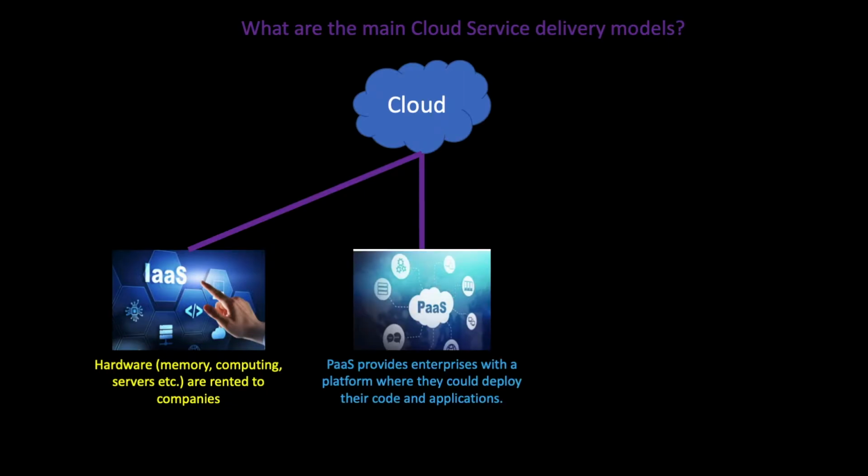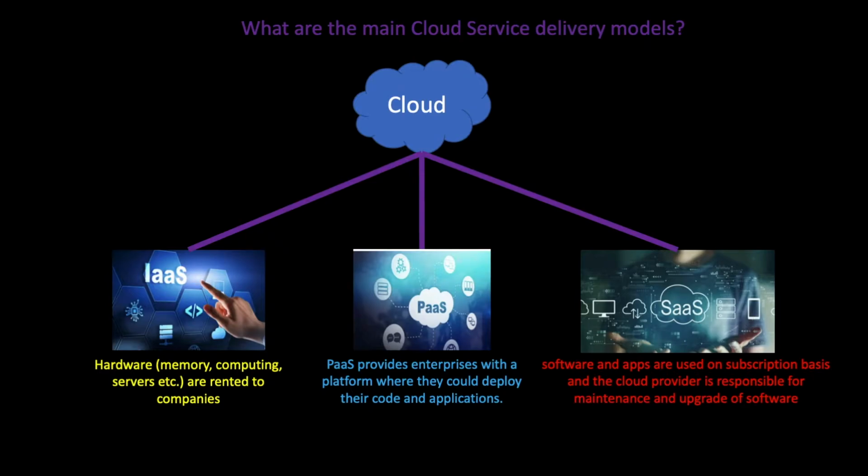PaaS provides enterprises with a platform where they could deploy their code and applications. The platforms are used for development and testing along with data, storage, and computing capability. And software as a service, or SaaS for short. SaaS service providers offer software residing in the cloud, so the software and apps are used on a subscription basis, and the cloud provider is responsible for maintenance and upgrade of the software.